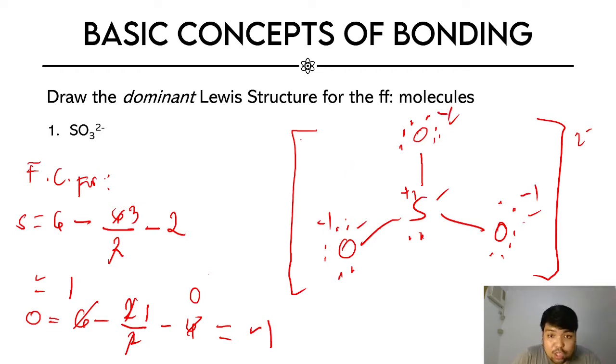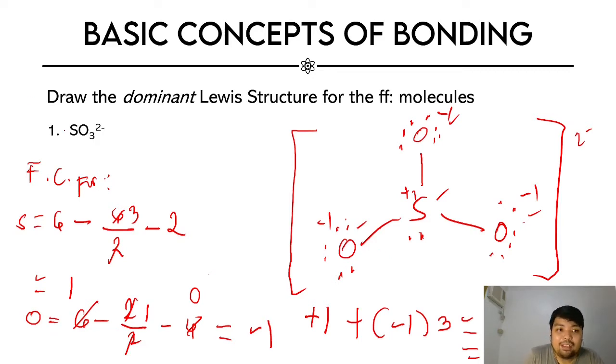To check if our Lewis structure is correct, we get the total sum of the formal charges of all the atoms. For sulfur, it is +1 plus -1 for the oxygen atoms, and since we have 3 oxygen atoms, we multiply that by 3. That is equal to 1 plus -3, which is equal to -2. So tama, this will be the overall charge, the net charge of the molecule. So tama yung Lewis structure natin. I mean valid rather yung Lewis structure natin.